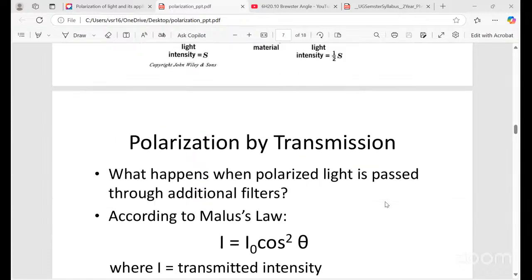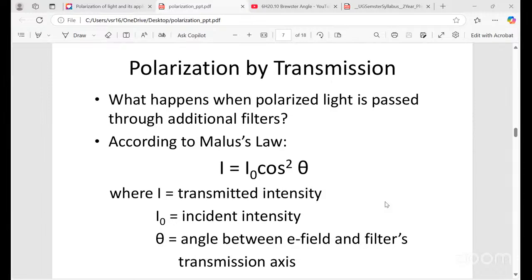Next, polarization by transmission. I'm giving only the keynotes. Later on, we will go through this. Polarization by transmission. What happens when polarized light passes through additional filters? An unpolarized light which is passing through a polarizer, the intensity of the unpolarized light is reduced, then you can easily observe the case.